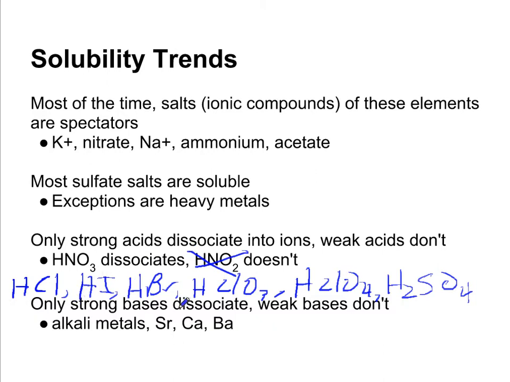Same concept applies to strong bases. Only the strong ones are going to dissociate. And the strong bases are the alkali metals, the ones in group 1 of the periodic table, and strontium, calcium, and barium. They're the alkaline earth metals, second group on the periodic table. If you look at the periodic table, these metals make kind of a lowercase b, so that's one way to remember the strong bases. So strontium hydroxide, calcium hydroxide, barium hydroxide, they're going to dissociate 100% of the time, but others, like copper or iron hydroxide, are going to be weak bases that don't dissociate.